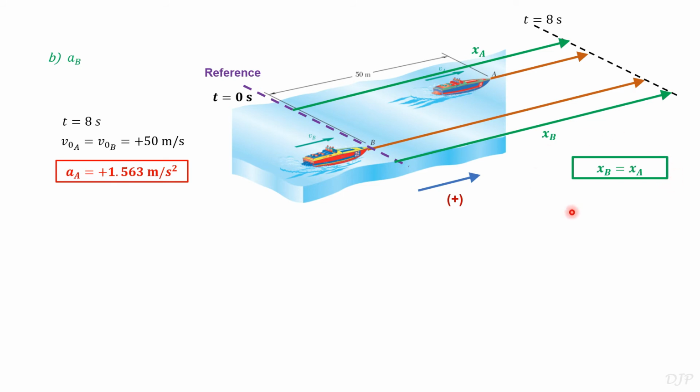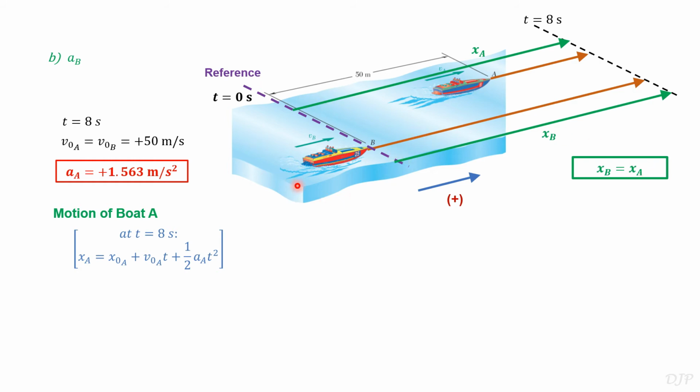This equation will prove to be useful when we relate the motion of the two different bodies. First, let's start by analyzing the motion of boat A. We will use this third kinematic equation in order to obtain the final position of boat A. After obtaining x sub A, we will use this equation to get the value of x sub B, which is just equal to x sub A, and then we will proceed to analyze the motion of boat B.